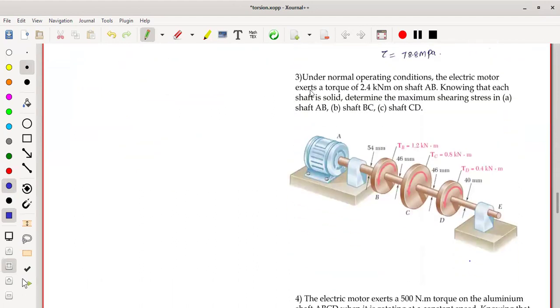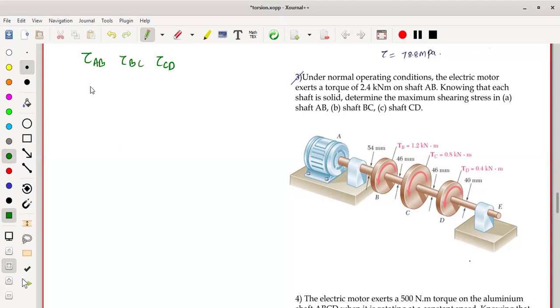It is also very simple. Just observe. Under normal operating condition, the electrical motor exerts a torque of 2.4 kilonewton meter on shaft AB. Knowing that each shaft is solid, it is a motor exerting some torque over the shaft, determine the maximum shear stresses. So we have to calculate the shear stresses, the tau value. We have to calculate tau on AB, tau on BC, and tau on CD, and also observe which one is maximum.